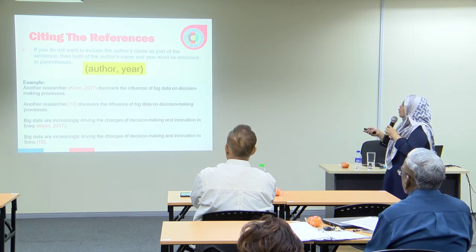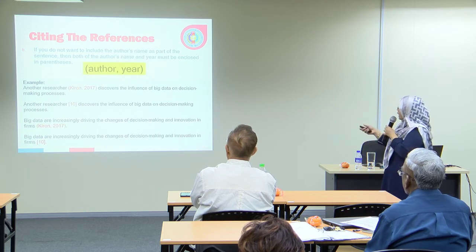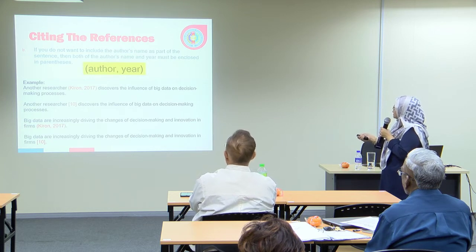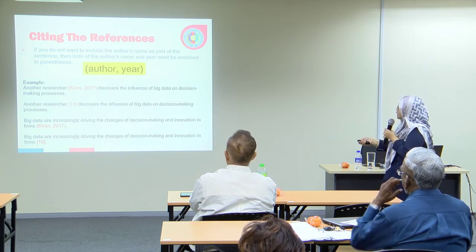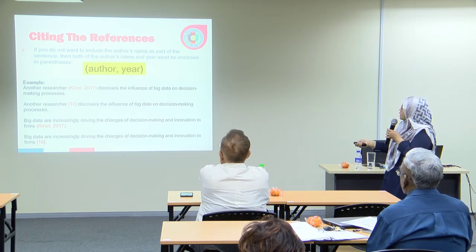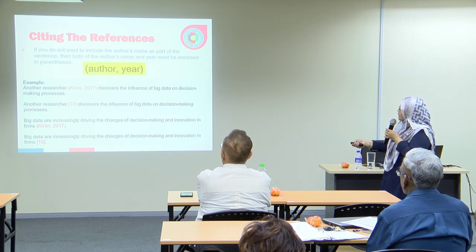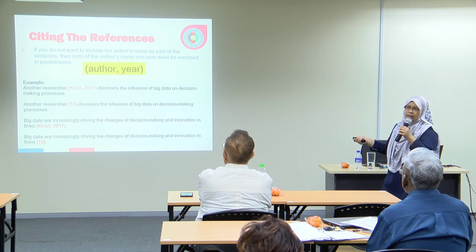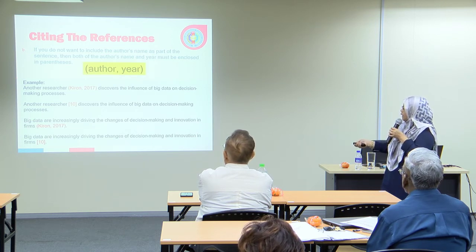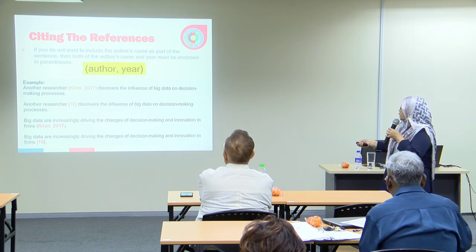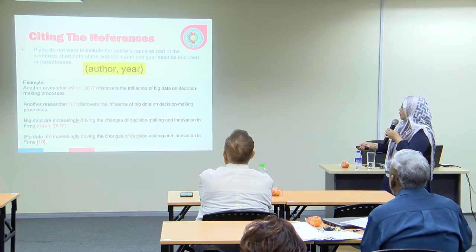If you do not want to include the author name as part of the sentence, then both the author name and year must be included in parentheses. Another researcher, Kiran, discovered the influence of big data on the decision-making process. This one is IEEE. If they don't have names and a year, this is IEEE. The number is a number in the list of references.